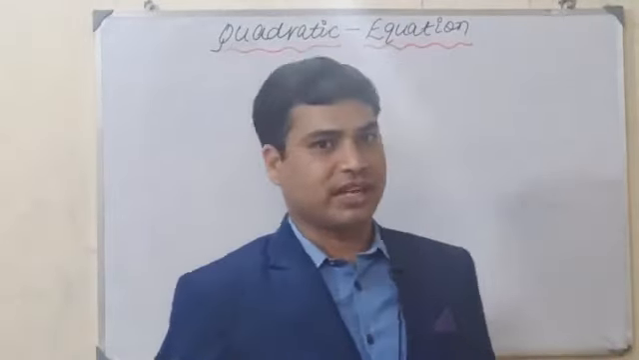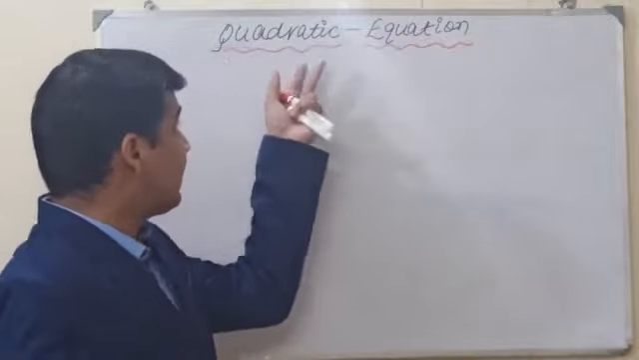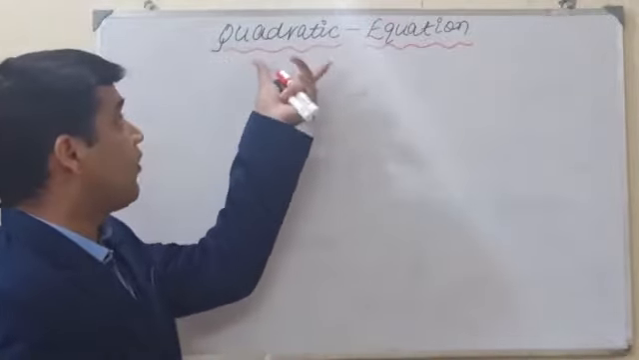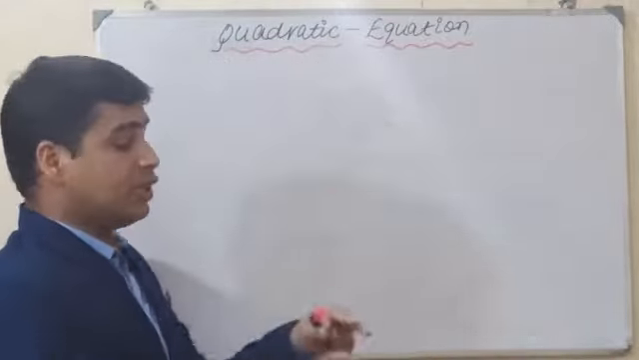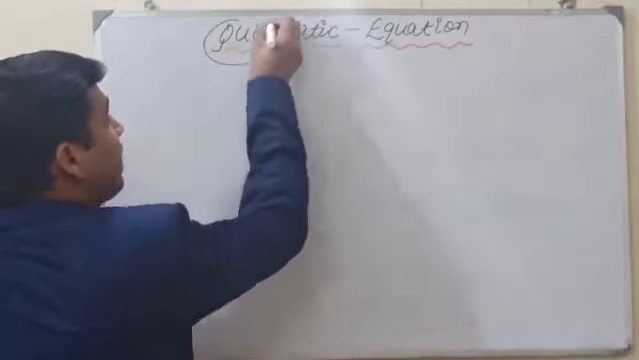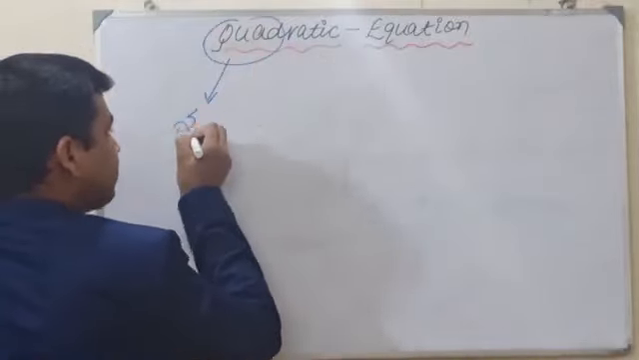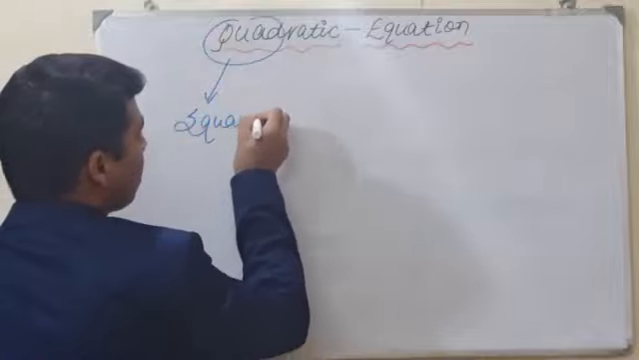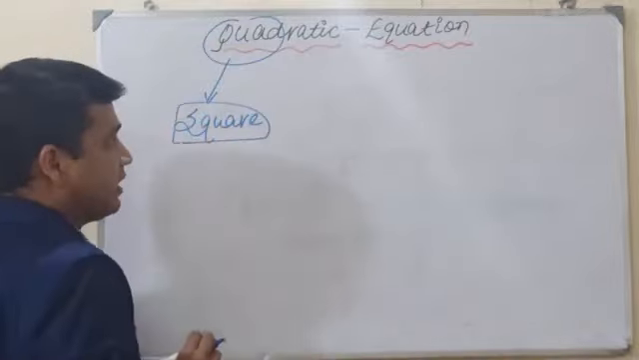Now today we are going to start quadratic equation. Before starting this topic, I will try to explain the meaning of quadratic. Quadratic is made up of quad, and quad means a square.